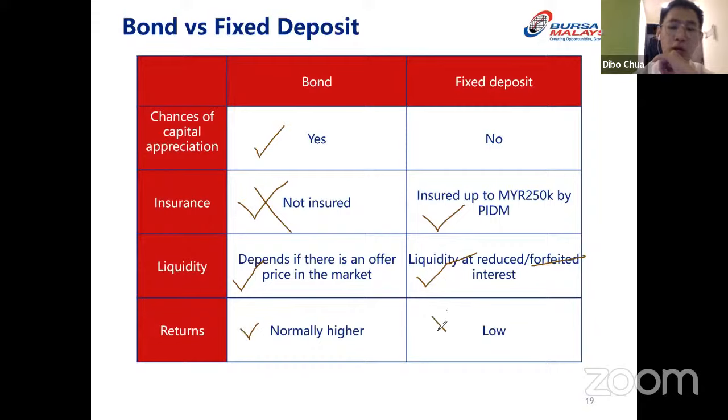FD is basically very low. Like right now, FD is around 4%, while our interest rate is 2.75. For bonds, a very good bond like MyEG bond or Genting Malaysia bond, Genting Malaysia bond can come to like 4.7, MyEG bond can come to like 5.8, something like that. Yeah, so that is the best thing. It gives very good returns as compared to FD. Okay.